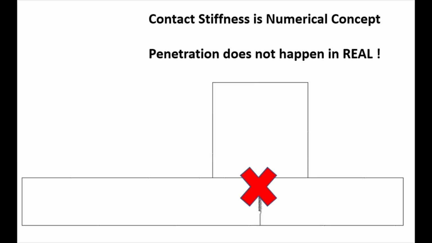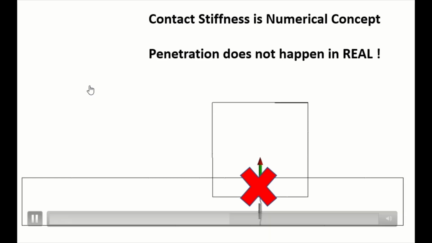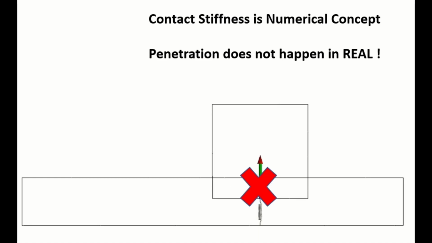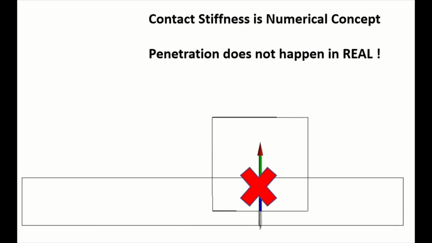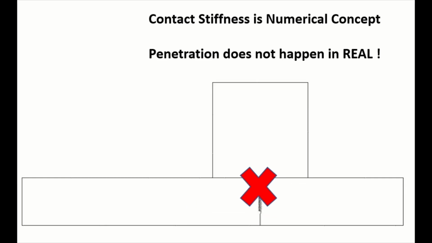Normal stiffness is a numerical concept for all penalty-based contacts like pure penalty contacts or augmented Lagrangian contacts. Here, we allow for penetration between contact and target, with the contact stiffness being the penalty for penetration. In reality, there is infinite stiffness between the contact and the target, or there is no penetration between the contact and the target bodies at all.